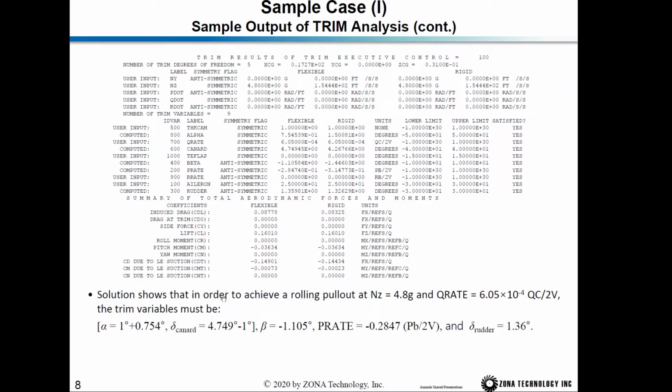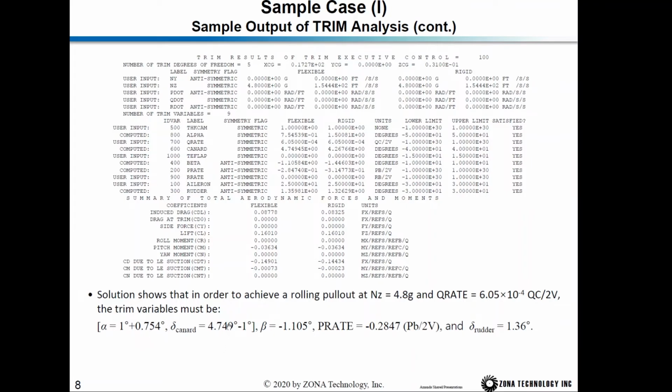So this solution shows that in order to achieve a rolling pull-out at 4.8 G, and Q rate is that much, we need the angle of attack 0.75 degrees. But in the trim file, the mean flow is at 1 degree. So actually the actual angle of attack is that much.